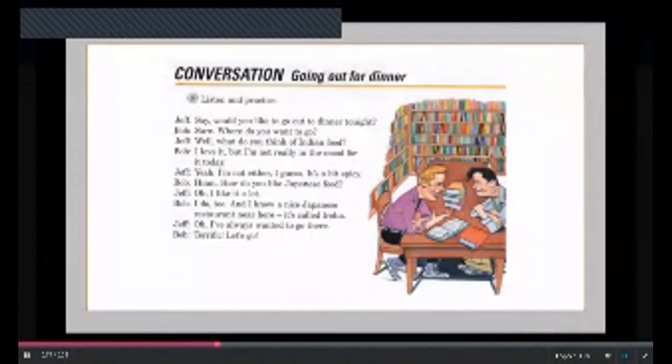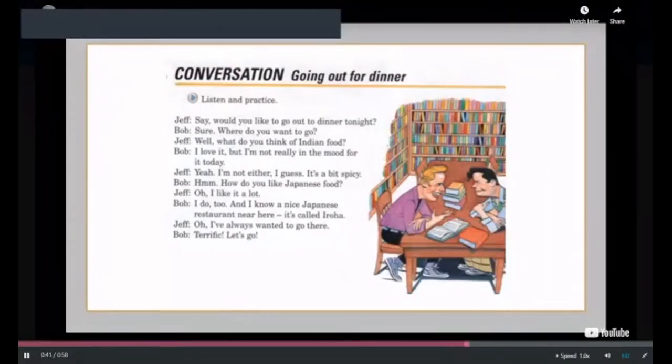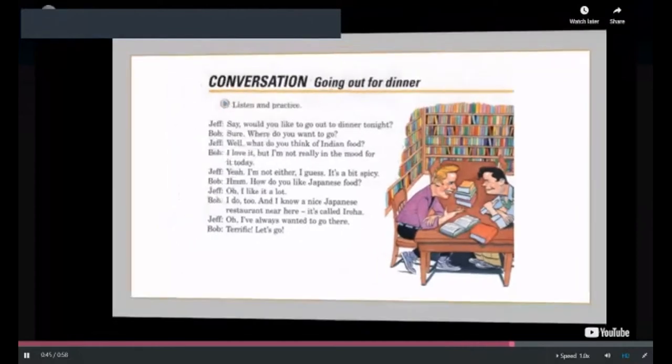Sure. Where do you want to go? Well, what do you think of Indian food? I love it, but I'm not really in the mood for it today. Yeah, I'm not either, I guess. It's a bit spicy. How do you like Japanese food? Oh, I like it a lot. I do too. And I know a nice Japanese restaurant near here. It's called Aroha. Oh, I've always wanted to go there. Terrific. Let's go.